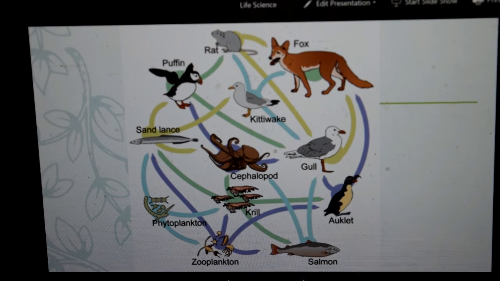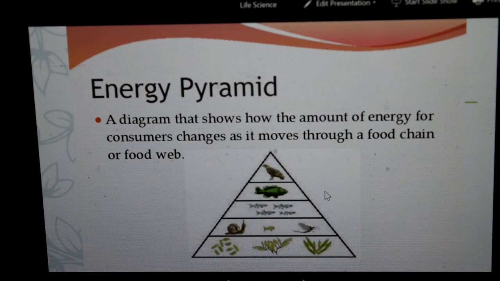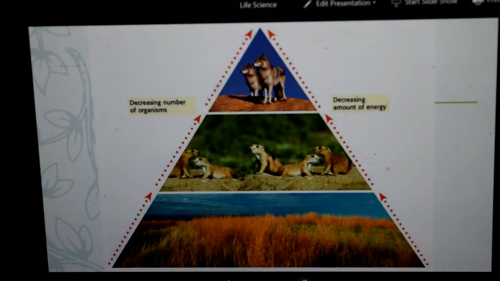So the question is, we have energy pyramids too. An energy pyramid is a diagram that shows how the amount of energy for consumers changes as it moves through a food chain or food web. So there's lots of energy down here, but as it moves up, you have less energy and fewer creatures enjoying that energy. I think this next one shows it better.